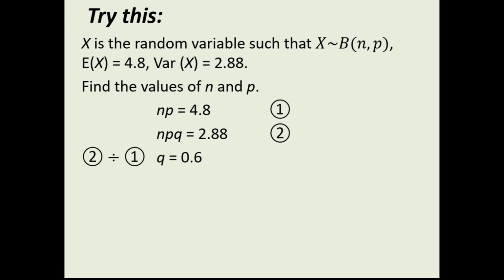Well, if q equals 0.6, it's fairly easy to find p. It's going to be 0.4. And once we've found p, then we can substitute that into either of the equations. Equation 1 would be easiest, so we've got n times 0.4 equals 4.8, so n is equal to 12.